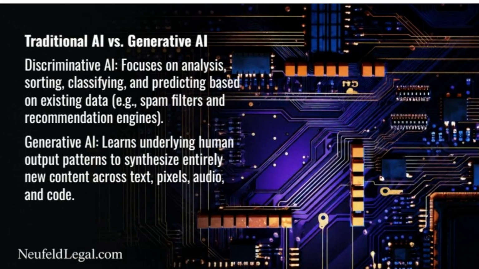Let's break it down. Traditional AI versus generative AI. For decades, artificial intelligence was mostly about analysis. Traditional AI, often called discriminative AI, was built to sort, classify, and predict. It's the engine behind spam filters, recommendation algorithms, and image tagging. It looks at data and tells you what it is.